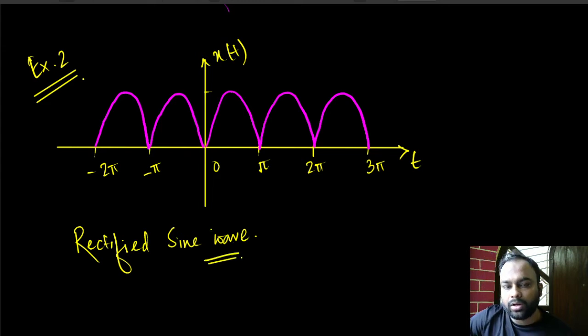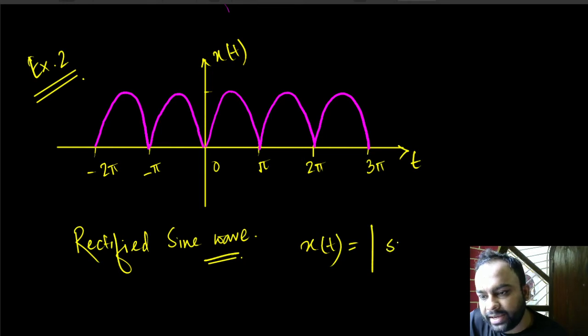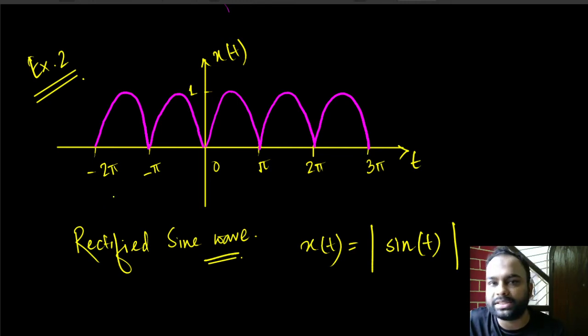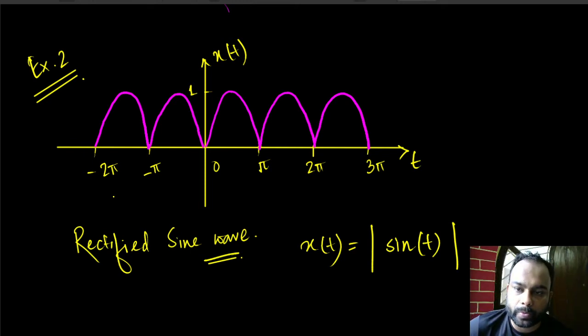And what is the expression? The expression is simply mod of sine t, a full rectified sine wave, and the amplitude here is 1. But my question is, what is the period? Of course, this is a periodic signal, but what is the period of this signal? Is it 2 pi? Is it still 2 pi? Can anybody tell me?